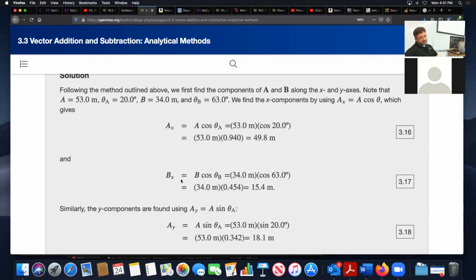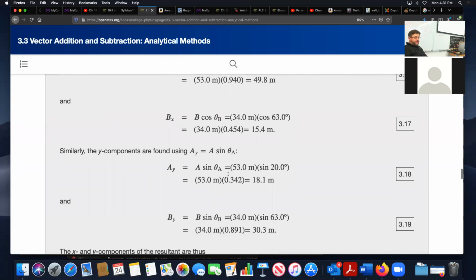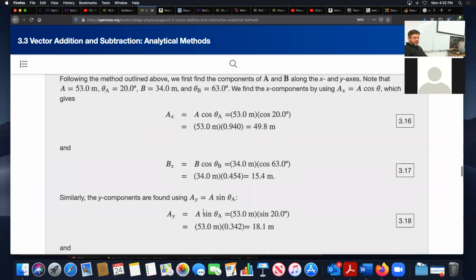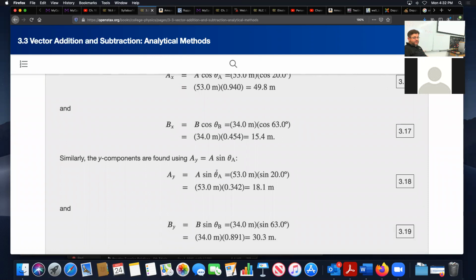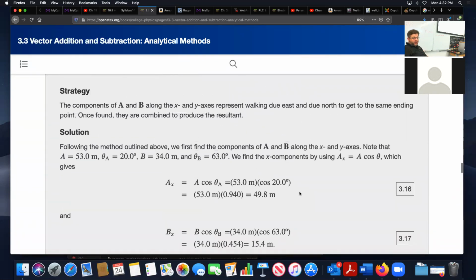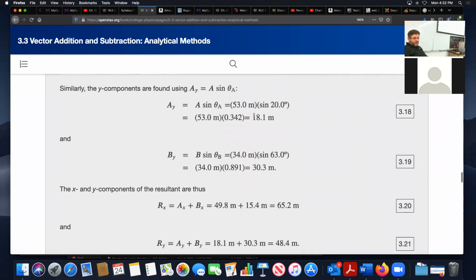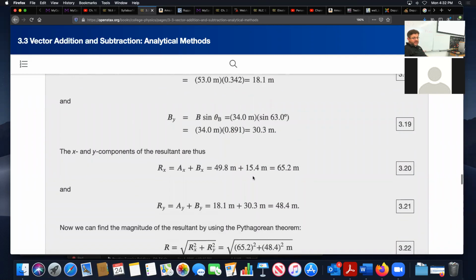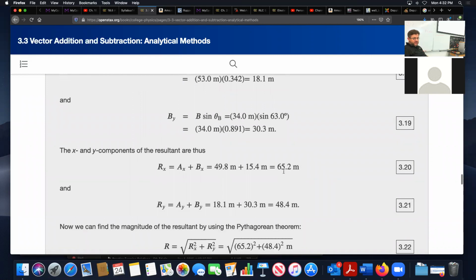The x component of the B vector is B times cosine theta B. This is the theta, the Greek symbol, by the way. 34 meters times cosine 63 degrees, which is just numbers you multiply together. And you can do the same thing for the y components, except you're using sine instead of cosine. Now we've got our x components and our y components, and since we're adding these two vectors together, we add the x components, which is 49.8 plus 15.4, and add the y components, 18.1 plus 30.3, and you get the x and y components for the result.